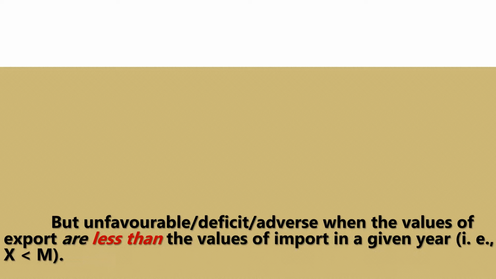Again, assuming in 2020 the values of export of Nigeria was 200 million naira, while the value of our import was 300 million naira. It means that for that year, Nigeria as a nation has a shortage or a deficit of 100 million naira. Such is called unfavorable balance of payment.